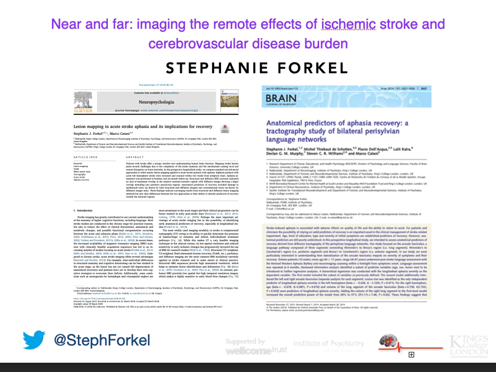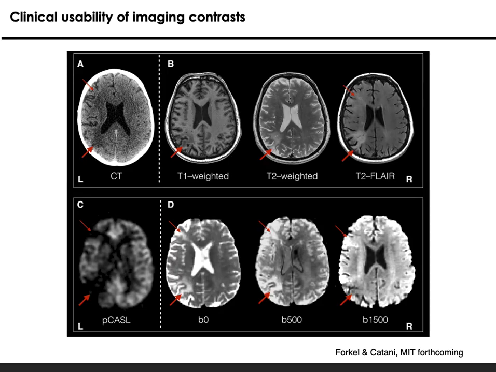For joining this talk entitled Near and Far: Imaging the Remote Effects of Ischemic Stroke and Cerebrovascular Disease Burden. In this talk, I'm going to introduce our two papers. One was published in Neuropsychologia, called Lesion Mapping in Acute Stroke Aphasia and its Implications for Recovery. And the other one was published in Brain a couple of years ago, and that's the Anatomical Predictors of Aphasia Recovery.